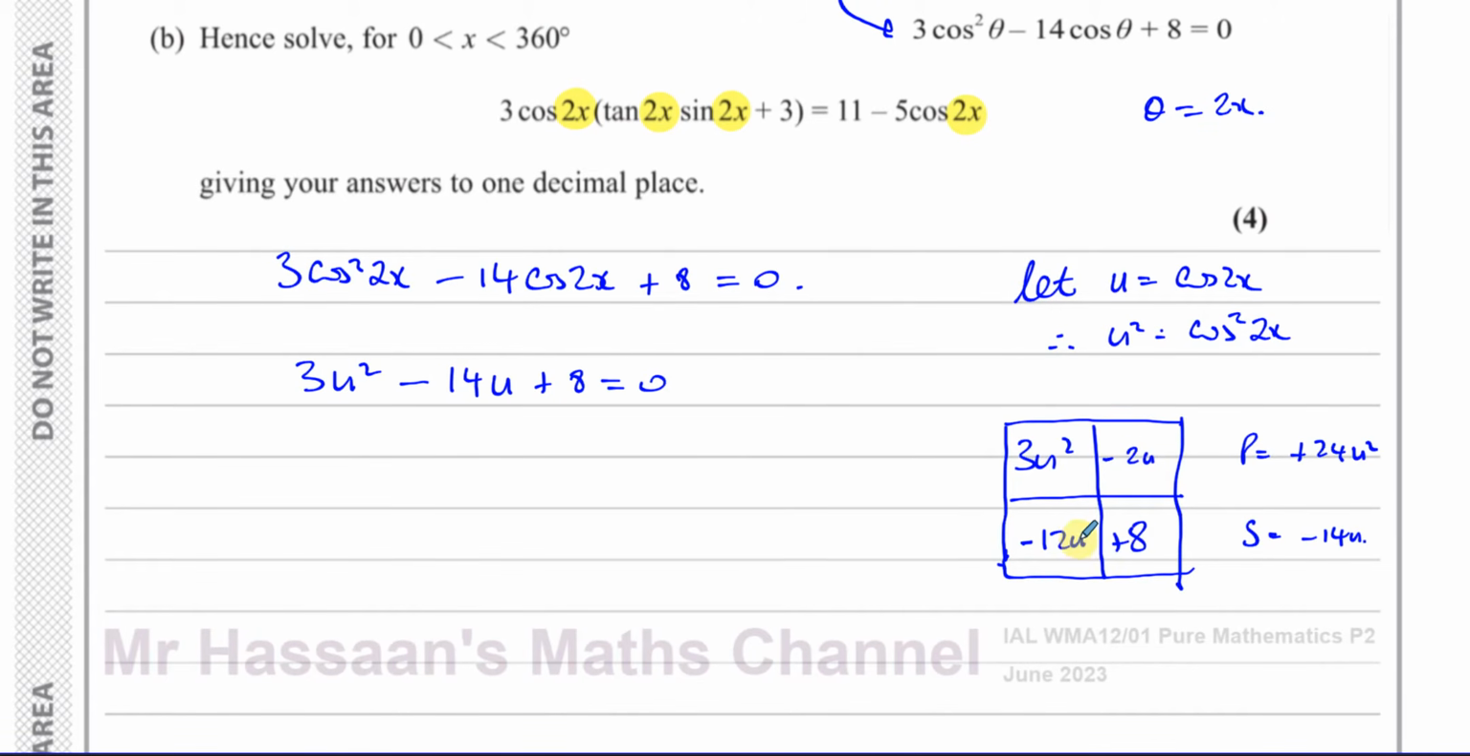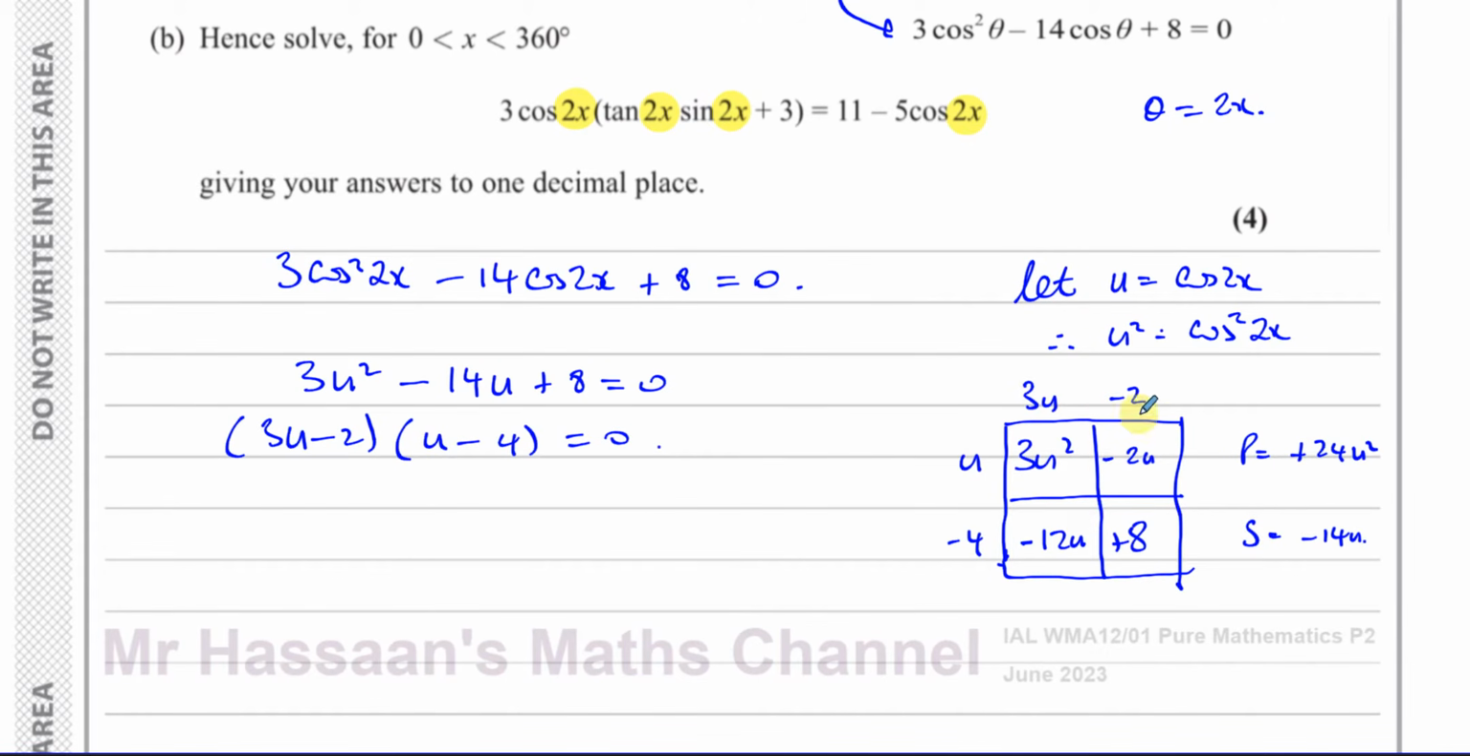Then I can take out the common factor from these two terms, 3u squared and minus 2u. The common factor is u. Then u times this gives me 3u squared, that's 3u. U times minus 2 gives me minus 2u. 3 times this gives me minus 12u, that's a minus 4. So I end up with 3u minus 2 times u minus 4 equals 0.